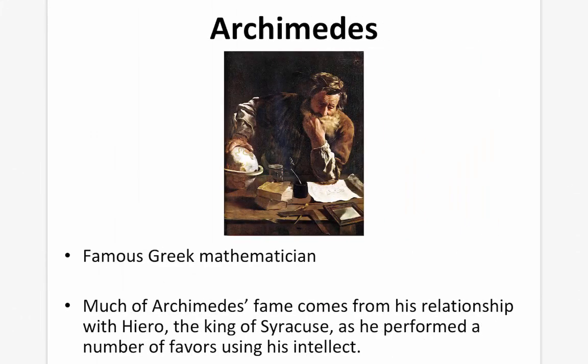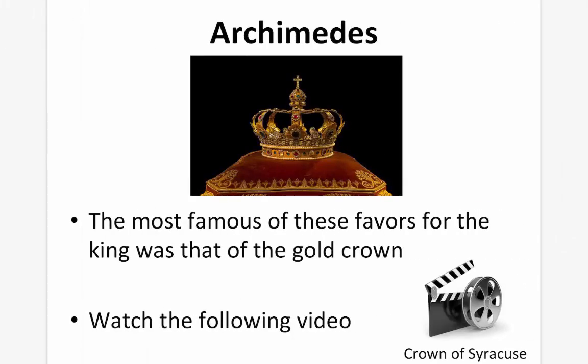A little harder. So Archimedes was a famous Greek mathematician. So much of his fame comes from his relationship with Hero, who was the king of Syracuse, as he performed a ton of mathematical favors and scientific endeavors on his behalf. The most famous of these is the idea of the gold crown and figuring out the density of a gold crown, which would be very difficult to figure out given the fact that a crown is a very irregularly shaped object. So watch this video, take some notes, and then we'll come back to it.